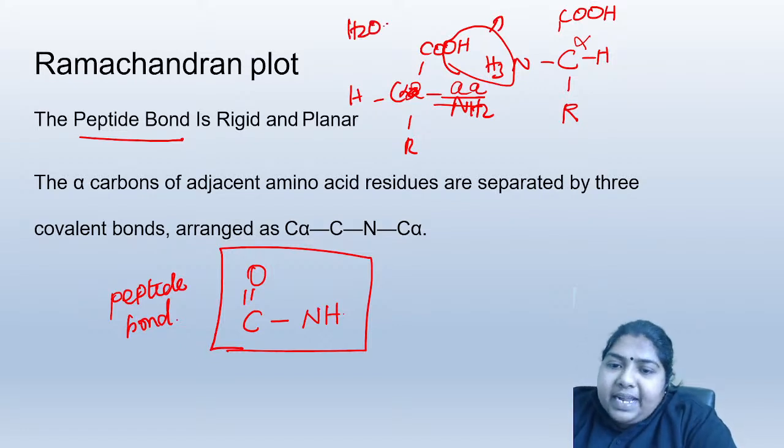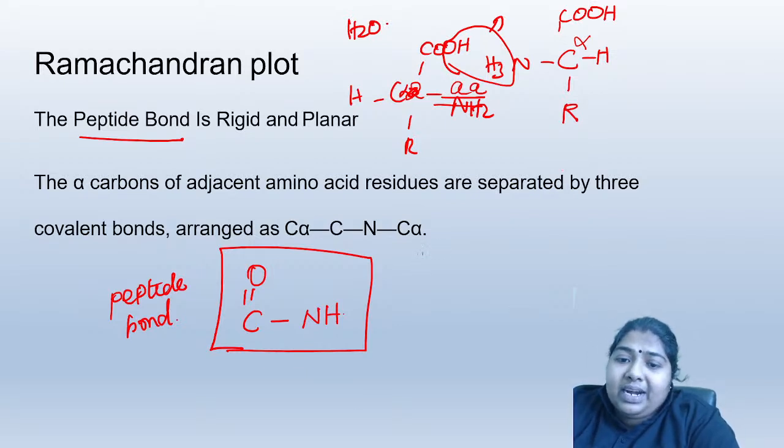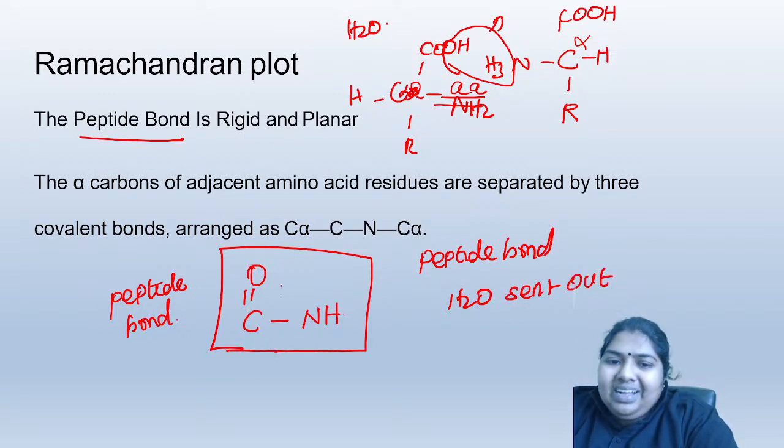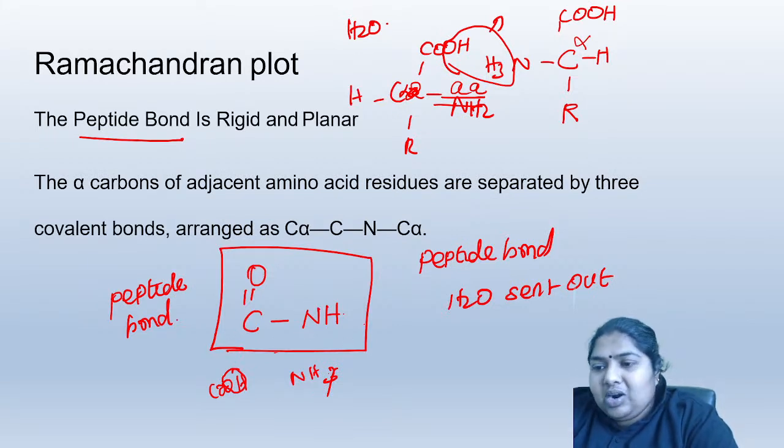Whenever a peptide bond is formed, water is going to be sent out. Your C double bond O and NH2 is going to become C double bond O and NH. Out of the COOH and the NH3, from here the OH is sent out and from here the H is sent out. So this is how the bond is getting formed, C double bond O and NH. Got it? So now it is clear to you what a peptide bond is.